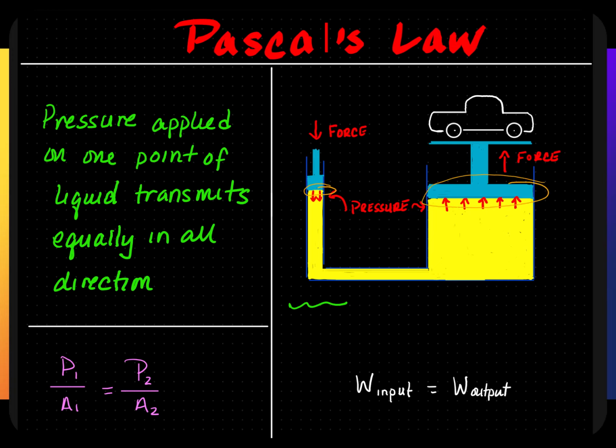And since they're related proportionally, P1 over A1 is equal to P2 over A2, by pushing a button and exerting a small force, you are able to lift a larger object because the pressure is transmitted equally in all directions by increasing cross-sectional area. So the work input must always equal the work output. You will not see calculations for Pascal's law on the test, but you should understand what the concept is.